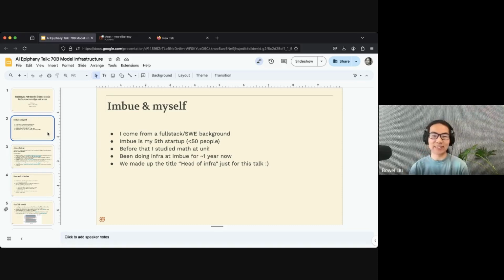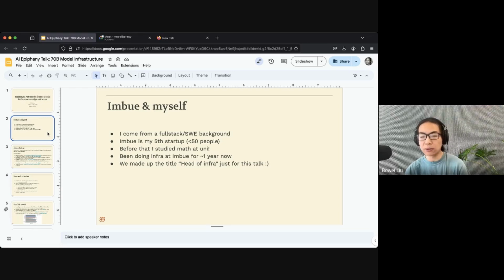Yeah, super happy to. So I actually come from more of a full stack SWE, standard software engineer background. Imbue is my 5th startup. My first job out of university was at an ML AI startup called Hive.ai. I believe it's still around. I was doing ML AI infra there. And then after that, I went off and did non-AI infra stuff. So I was at 3 other startups, all pretty small, between 10 and 100 people. And then Imbue is my 5th startup now.